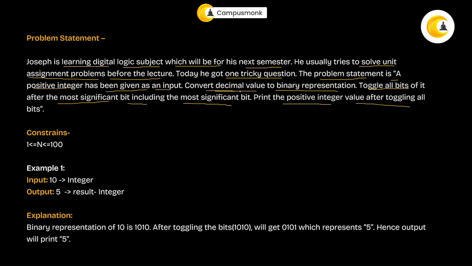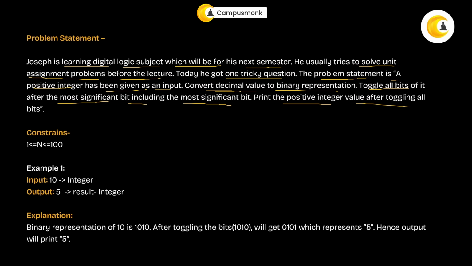So suppose let's take an example like it's given here. What is your input value? Your integer is 10. Now what is the binary of this integer? It is 1010. Now you have to toggle every bit, so this will become 0101. So what is your final binary that you got over here? You got 0101. So what is this number in decimal? This is nothing but 5. So that is your answer.